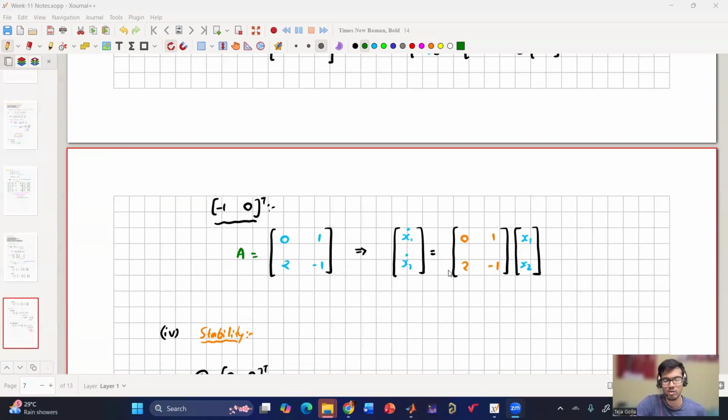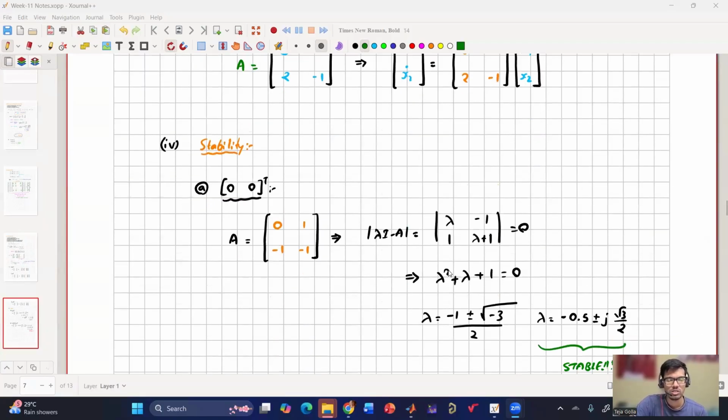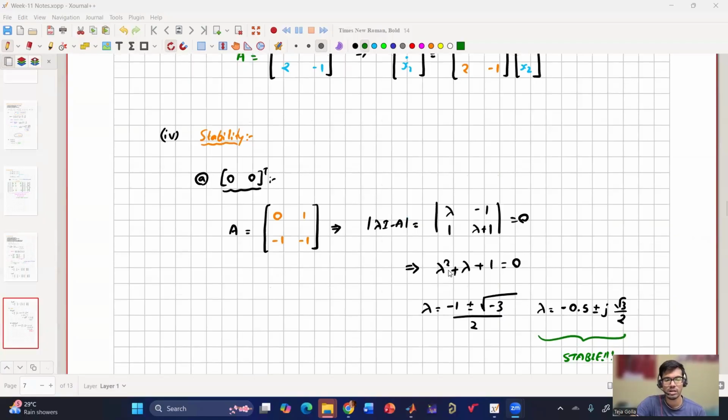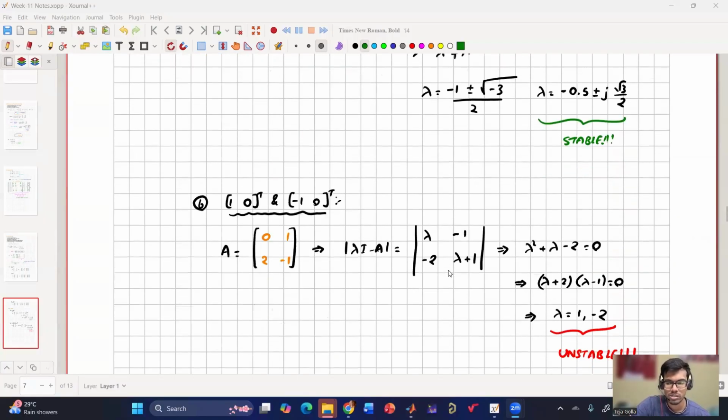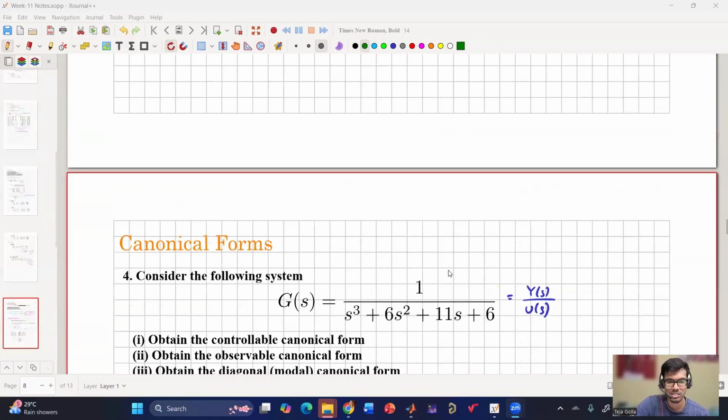So first we have to choose which equilibrium point we want to operate around, and then we have to use that model. We have also calculated the stability. We found that around one equilibrium point it is stable, and around the other two equilibrium points it is unstable.